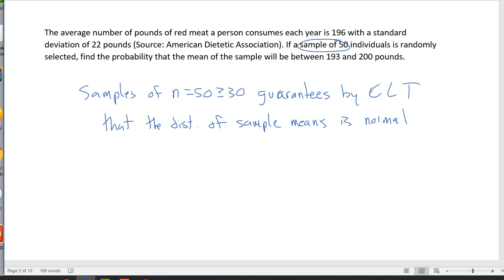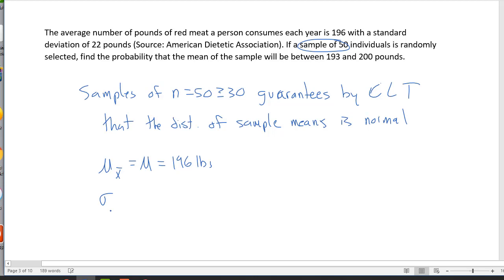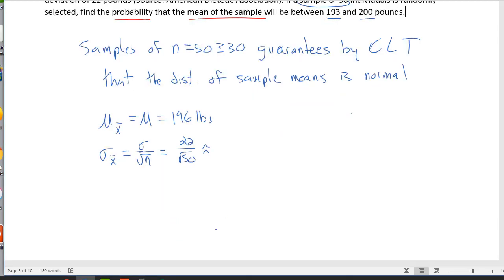So we know that the mean of the distribution of sample means is equal to the mean of the population, which we were told in this case is 196 pounds. We know that the standard error of the distribution of sample means is the population standard deviation over the root of the sample size. For this particular problem, that's 22 over the square root of 50. I paused the video to crunch this on my calculator, and I'm getting 3.11, so about 3.